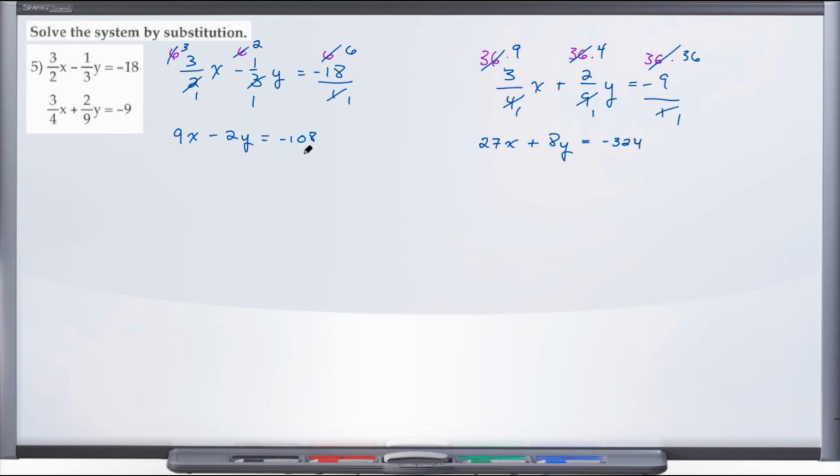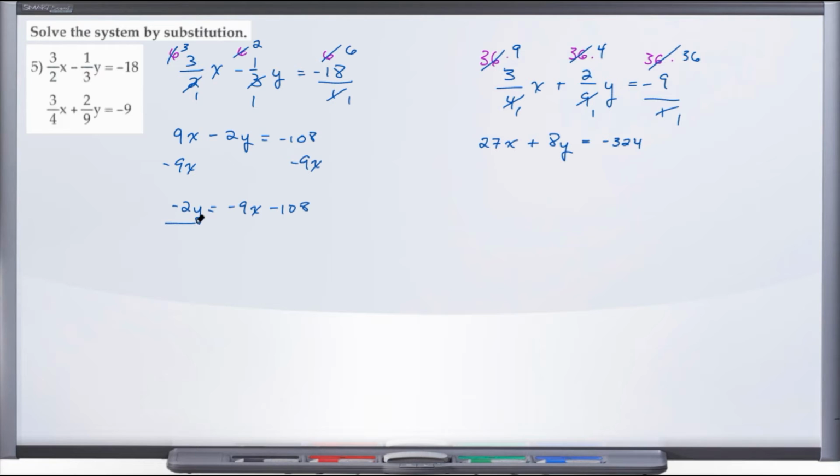And again, neither one of these equations is solved for x or y. Neither one is more easily solved for x or y. So I'm going to go ahead and start with our first equation here, and I think I'm going to solve for y. So let's go ahead and subtract 9x from both sides. And that's going to leave us with negative 2y equals negative 9x minus 108.